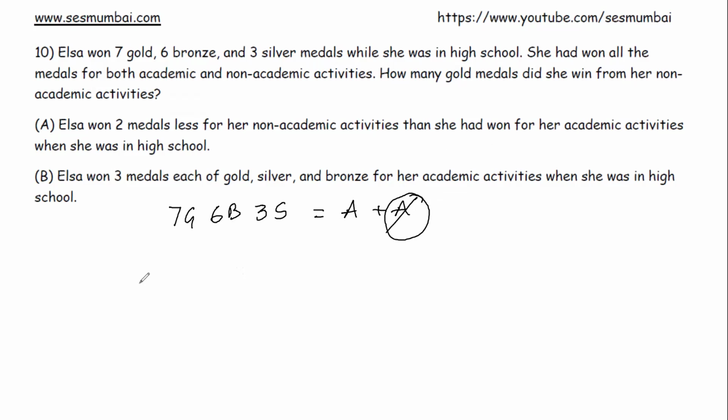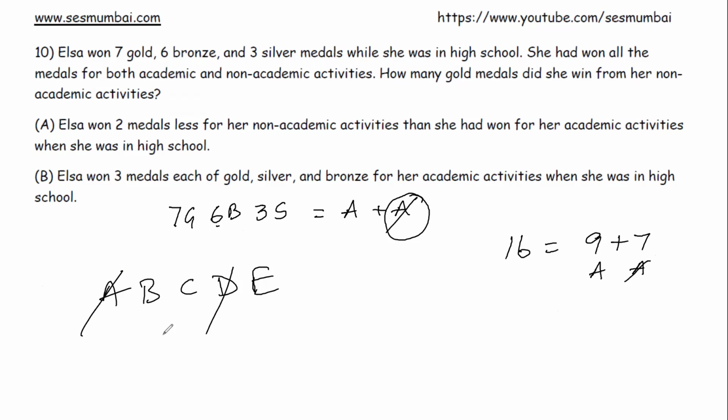Statement A: Elsa won 2 medals less for her non-academic activities than she had won for her academic activities when she was in high school. So we clearly know that 7 plus 6 is 13, plus 3, 16. 16 is a total for 9 and 7, because this is non-academic and this is academic according to statement 1. But it doesn't tell us how many of the gold went for academic, how many went for non-academic. So A doesn't answer.